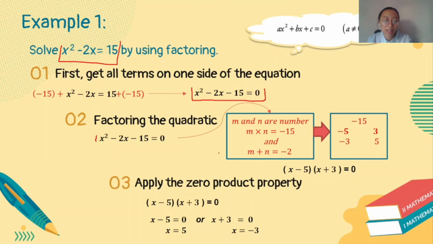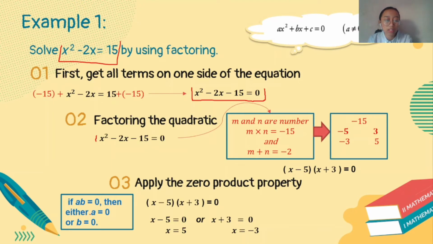For the last step, apply the zero product property. x minus 5 times x plus 3 equals 0. We know from the definition that if a times b equals 0, then either a equals 0 or b equals 0. a in this equation is x minus 5 and b in this case is x plus 3. So x minus 5 equals 0 or x plus 3 equals 0.